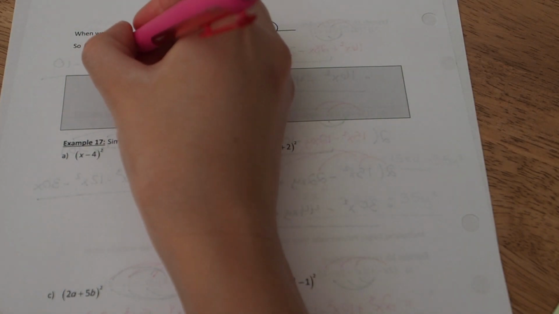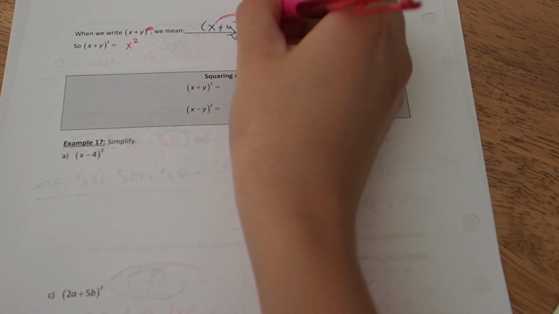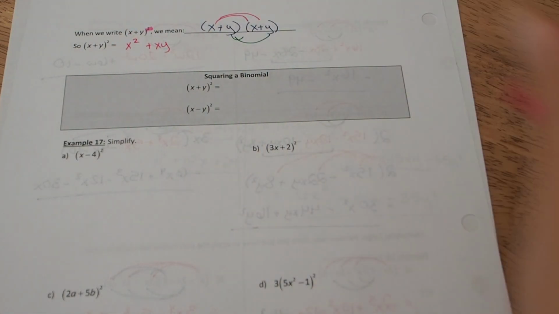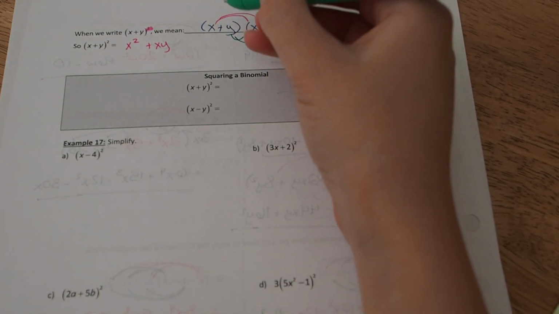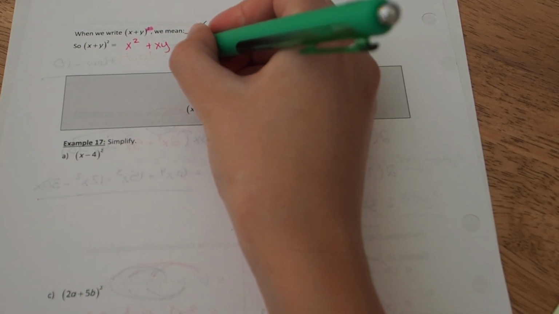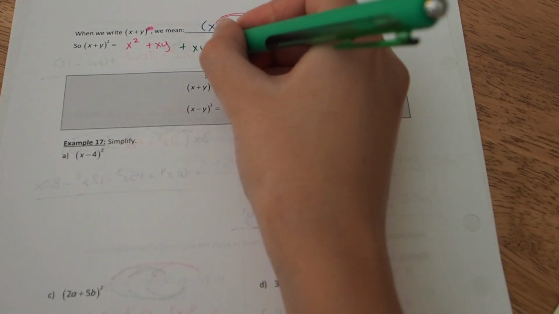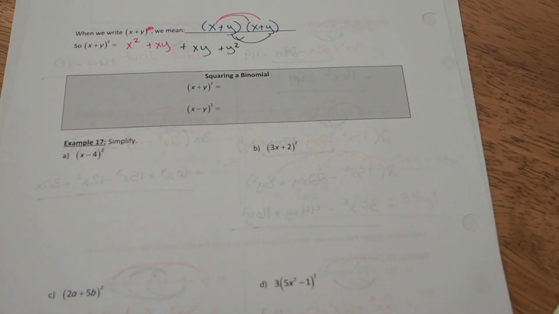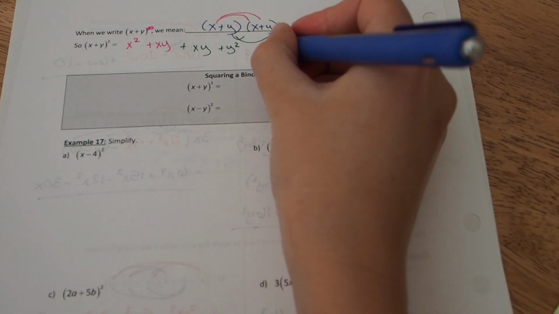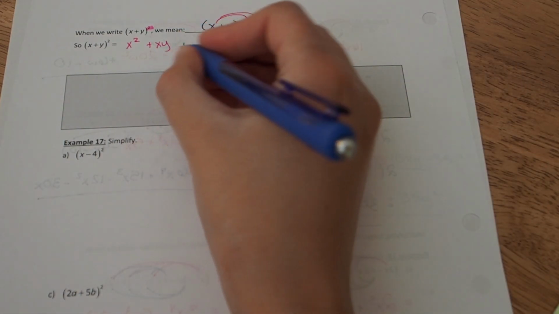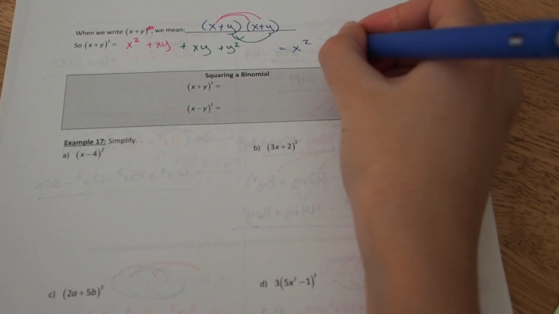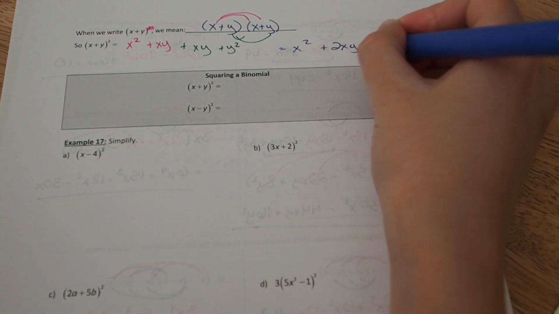So x plus y times x plus y is, x times x is x squared, x times y is xy, and then y times x, again, I could write it as yx or xy, it's the same thing, and last y times y is y squared. When your like terms combine, this gives you x squared. There's an xy here and an xy here, so plus 2xy plus y squared.